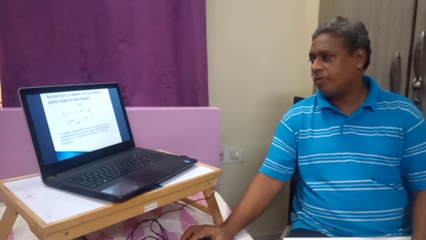From the first equation we know RA plus RB is equal to the total load 60. Therefore, RA is equal to 60 minus 36, that is 24 kilonewtons. The reactions are 24 kilonewtons and 36 kilonewtons.